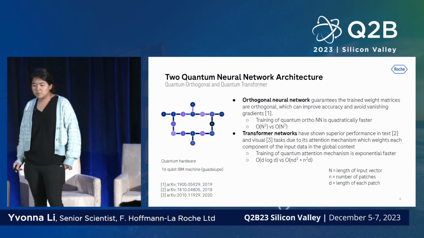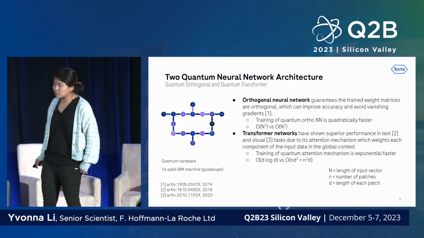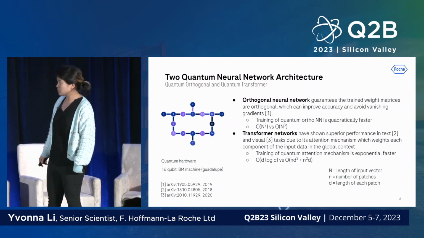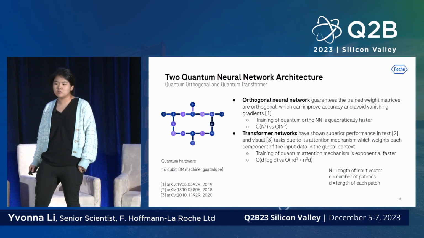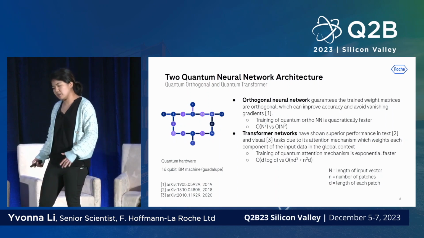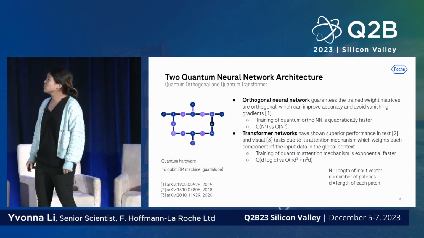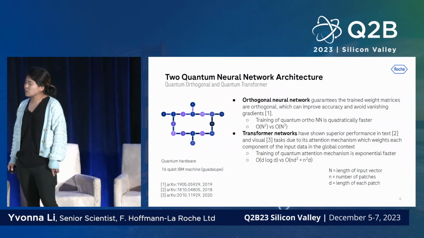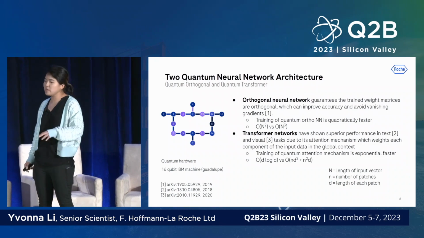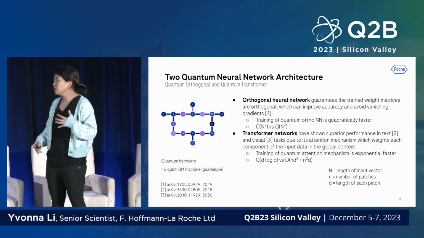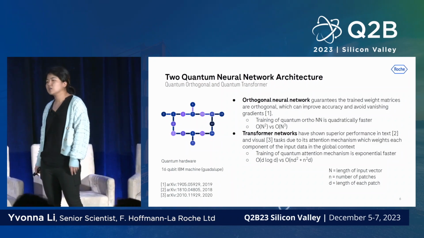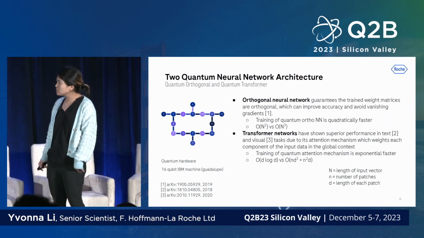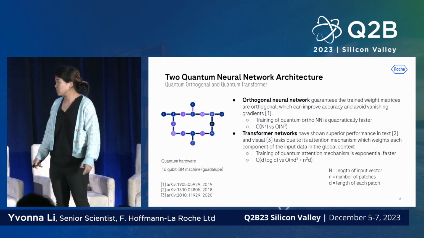And then in the second piece of work together, we looked into the famous transformer network, which we heard plenty about earlier this morning. This is really the architecture that has been taking over the field in text, image, and other data modalities. In a nutshell, the power of this architecture comes from the attention mechanism, which is able to weigh each component of the input data in its global context, whether it's a token in your text or a patch in the image. And so we were able to find a way to implement a quantum attention mechanism, which is exponentially faster.